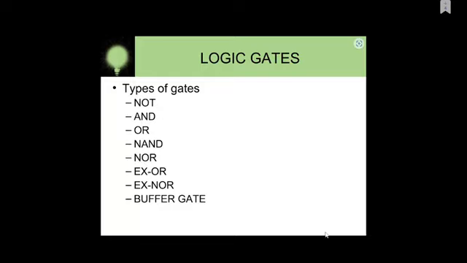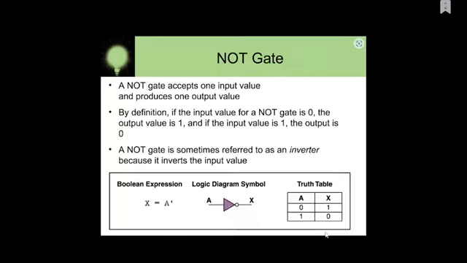First of all, we will discuss the basic logic gates, that is AND, OR, and NOT. Coming to the NOT gate, it is also called an inverter. It has only one input and one output. Here we can represent the logic diagram of the NOT gate and the Boolean expression: the input is A and the output is X, so X equal to A bar.